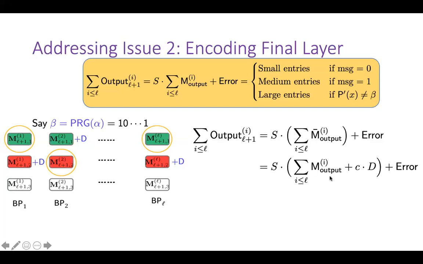When you separate it into two parts, you actually get the summation of M output from the original distribution plus C times D. Here D is our large matrix, and C is the number of places where the program's output differs from beta. So if the program's output differs from beta, this overall summation is going to have large entries because of this D factor. Since D has large entries, the summation will have large entries whenever P prime of X is not equal to beta, and the evaluation algorithm of the obfuscated program always outputs the right answer.